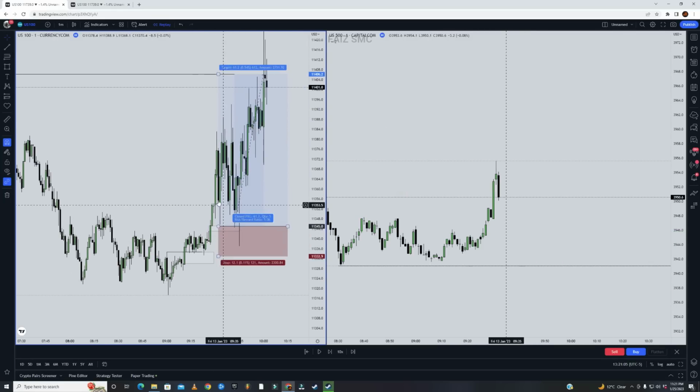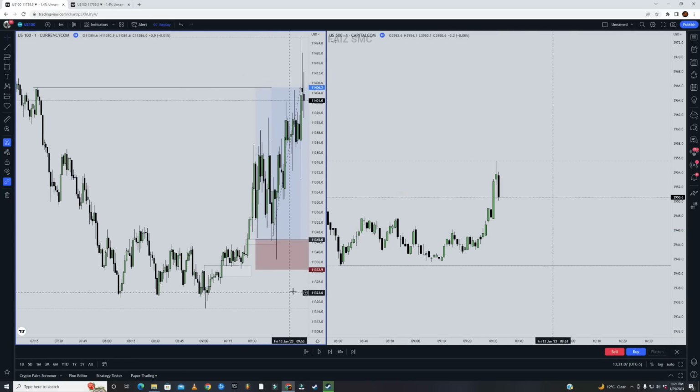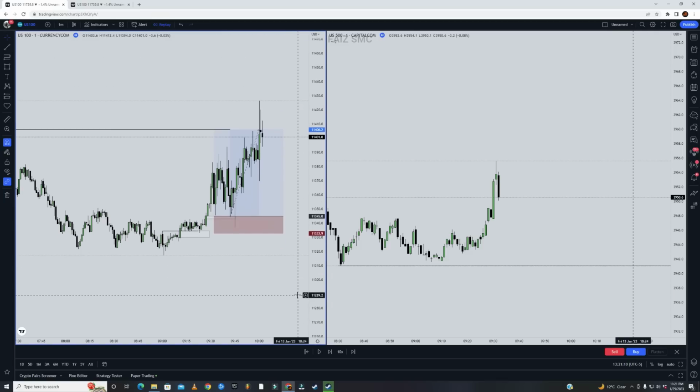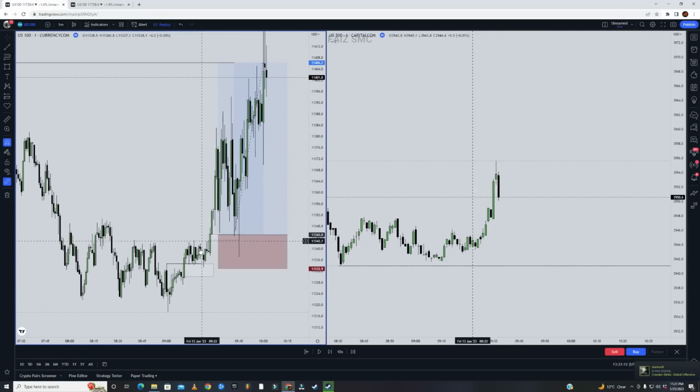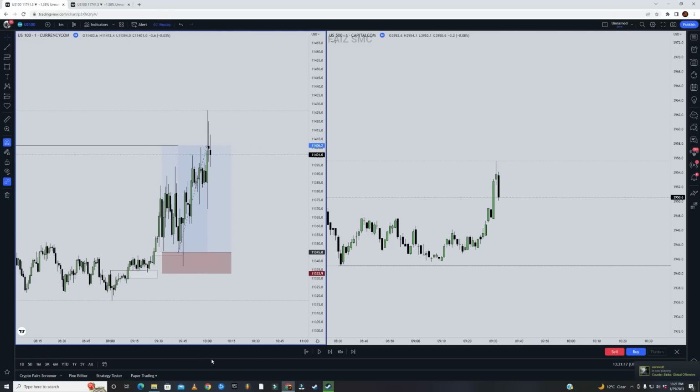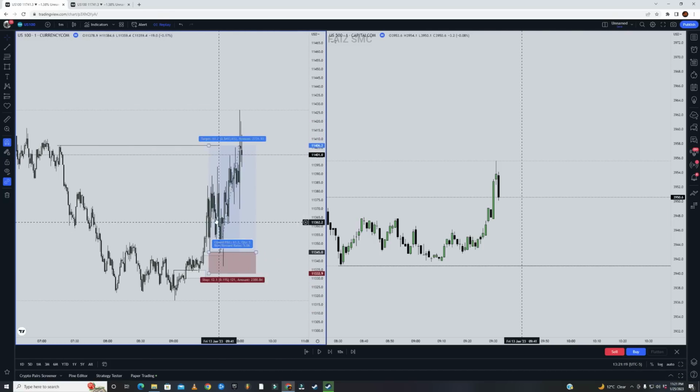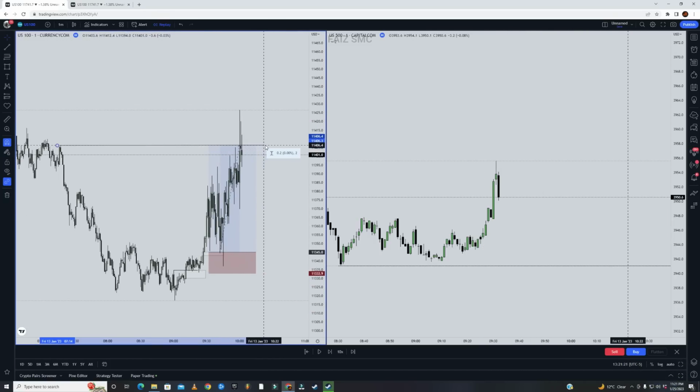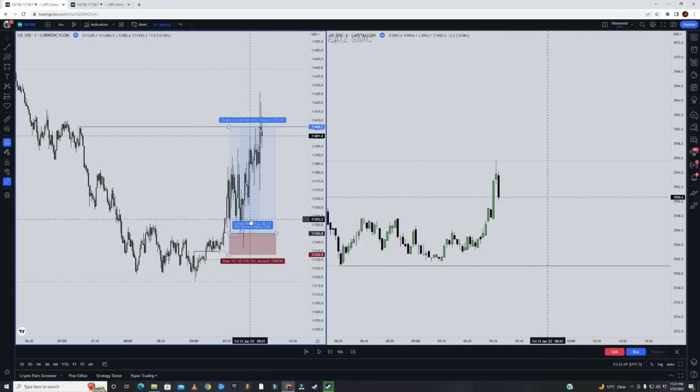Notice how we used kill zone timing, SMT divergence, and fair value gap all together to take this entry. This is very simple, guys. Trust me, when you keep using this again and again, you're going to become profitable. Now, I'm not saying you're going to win each and every single time, but look at this 1 to 5, guys. Do you think it's small? No, it's not. Even with like a 40% win rate, you can become profitable. It's really that simple, guys.